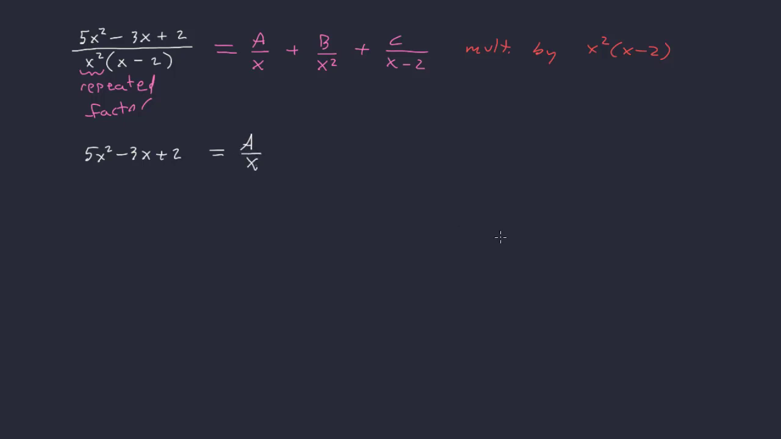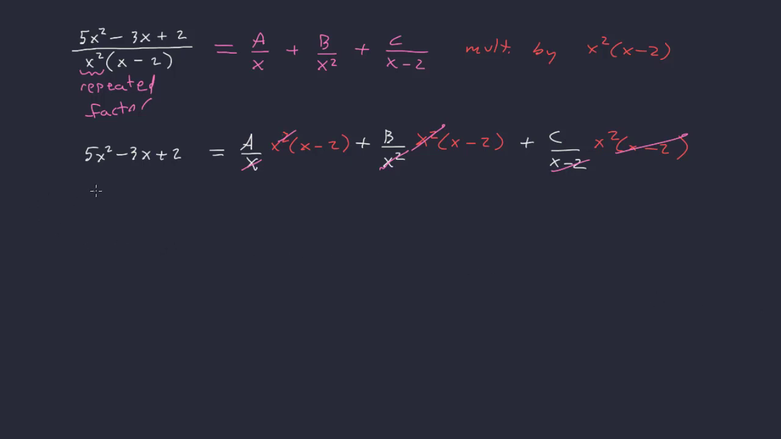We'll have the a over x times the x squared times x minus 2, plus the b over x squared times x squared times x minus 2, plus c over x minus 2 times x squared times x minus 2. You can also think of it as you're just taking this denominator and moving it over, but you have to multiply everything by it. So the thing here is that this x cancels with one of these x's. This x squared cancels with this entire x squared, and this x minus 2 cancels with this x minus 2.